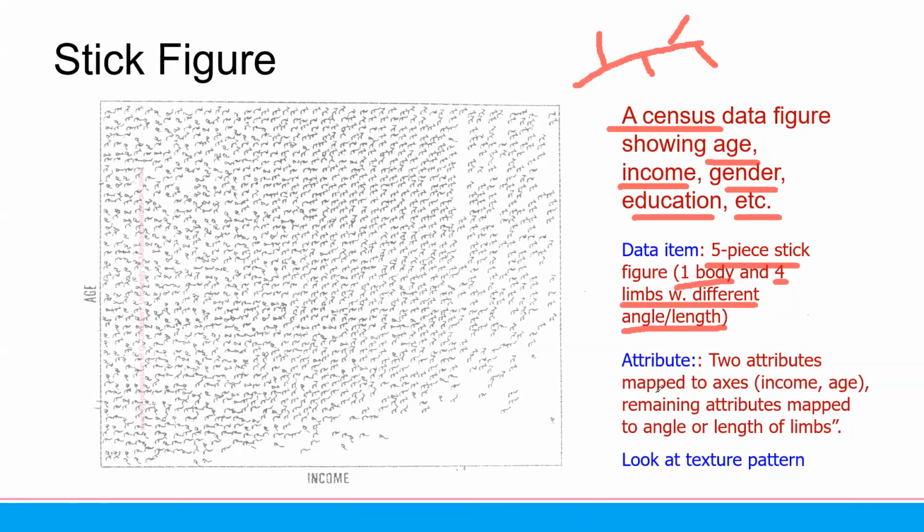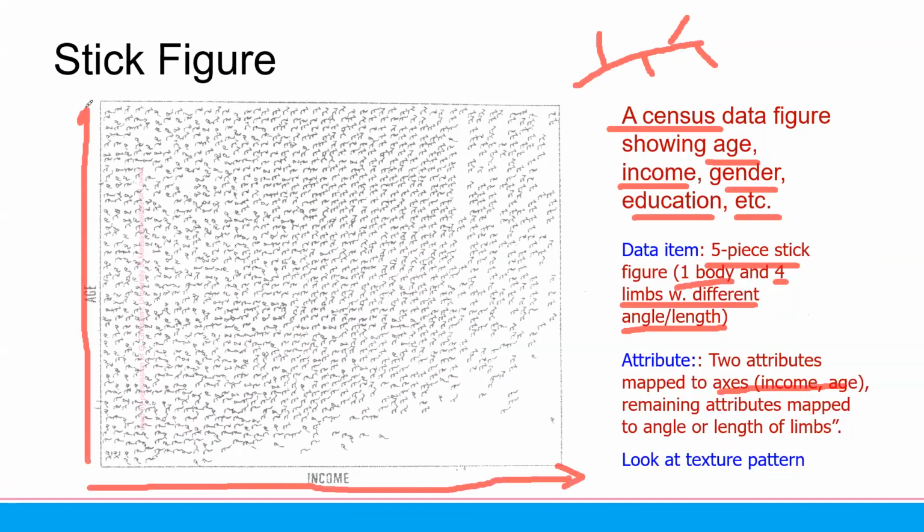So two attributes map to the axes: income and age. So this is the income, and this is the age. And the remaining attributes map to the angle or length of the limb. Let's say this limb represents the education. The longer you have the education, maybe the longer the limb.